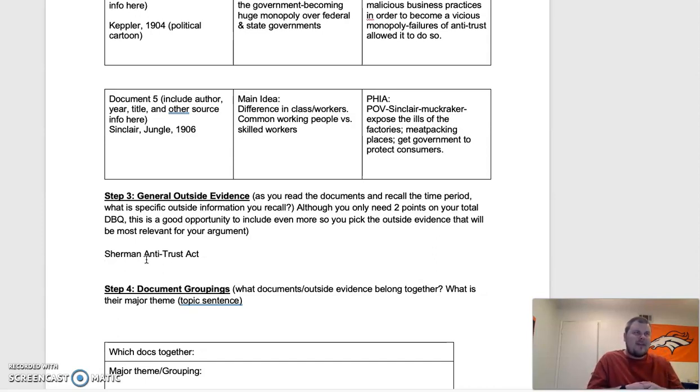So I put down the Sherman Antitrust Act because I remember that was an early antitrust act. That was really our earliest one, but it was so flawed that it didn't really do a lot for actually shutting down monopolies and trusts. So this would definitely be something that I might consider looking into and talking about a little bit more.